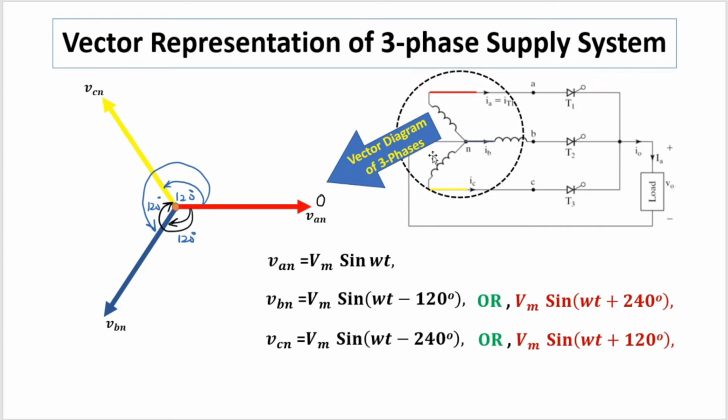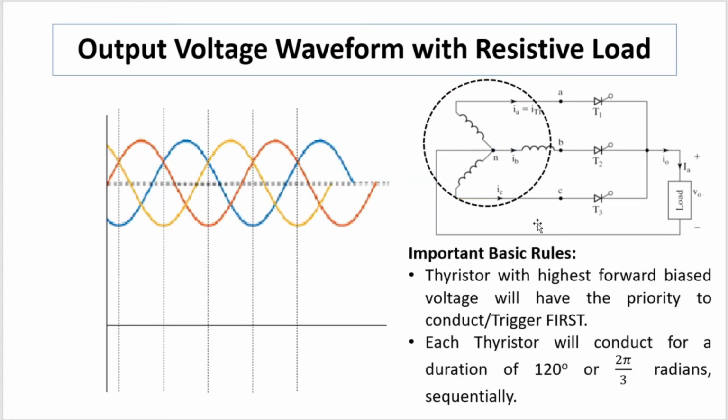We'll have this circuit diagram, and based upon this we'll try to generate the vector diagram of this three-phase supply. VAN represents the vector of phase A, similarly phase B and phase C, and we are applying a symmetrical phase sequence. That's why the phase angle difference between each is 120 degrees. Now the important thing is that we are going to apply either negative sequence or positive sequence. Let's formulate some logic or basic rules. These basic rules will be: the thyristor with the highest forward biased voltage will have the priority to conduct or trigger first. We'll understand this term.